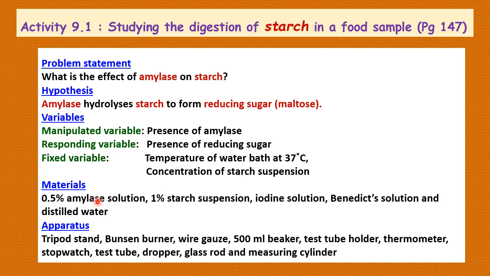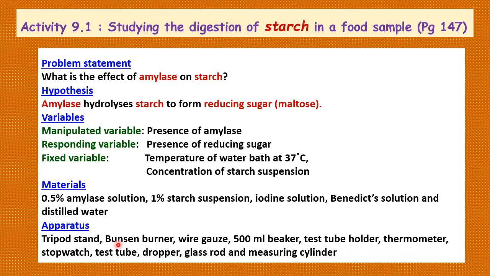Okay. So materials: 0.5% amylase solution, 1% starch suspension. Iodine solution is to test for the presence of starch. After we leave the apparatus set up for a while, and then Benedict solution, and then distilled water. So Benedict solution is to test for the presence of the reducing sugar, such as maltose.